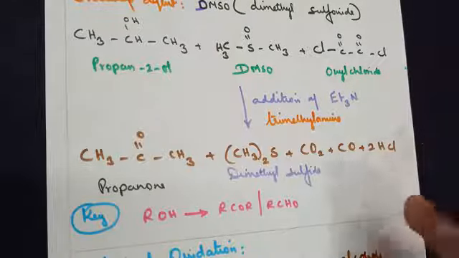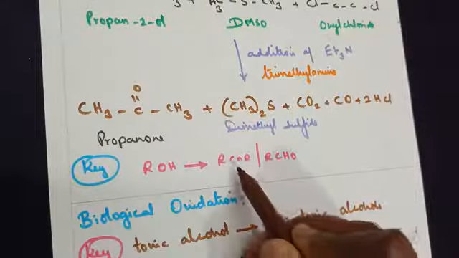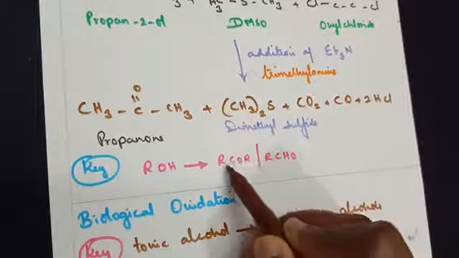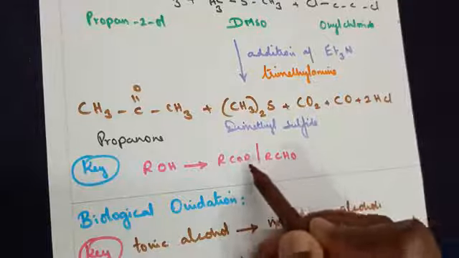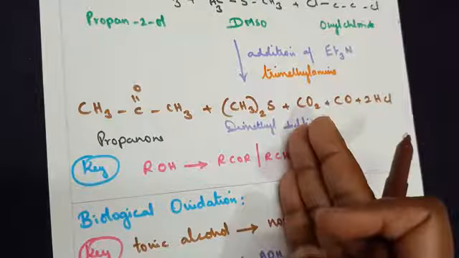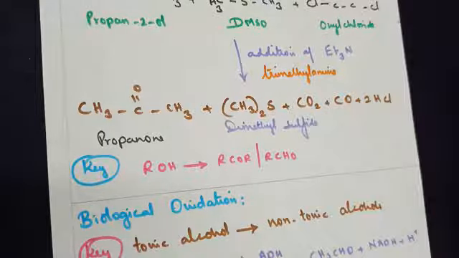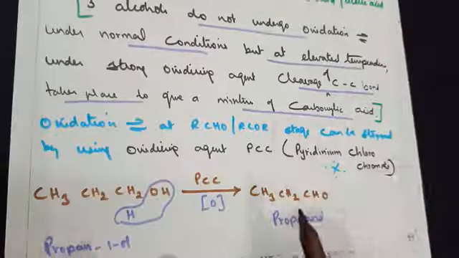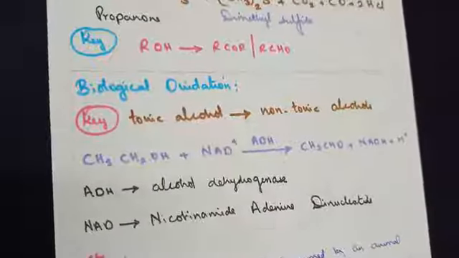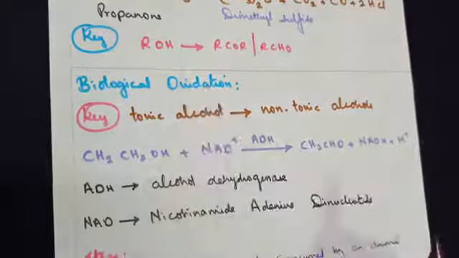So the key concept, I am finishing with this: alcohol on oxidation gives you a carbonyl compound. It can be an aldehyde or a ketone or an acid. If your target is to prepare a ketone or aldehyde, the oxidizing agent should be pyridinium chlorochromate.